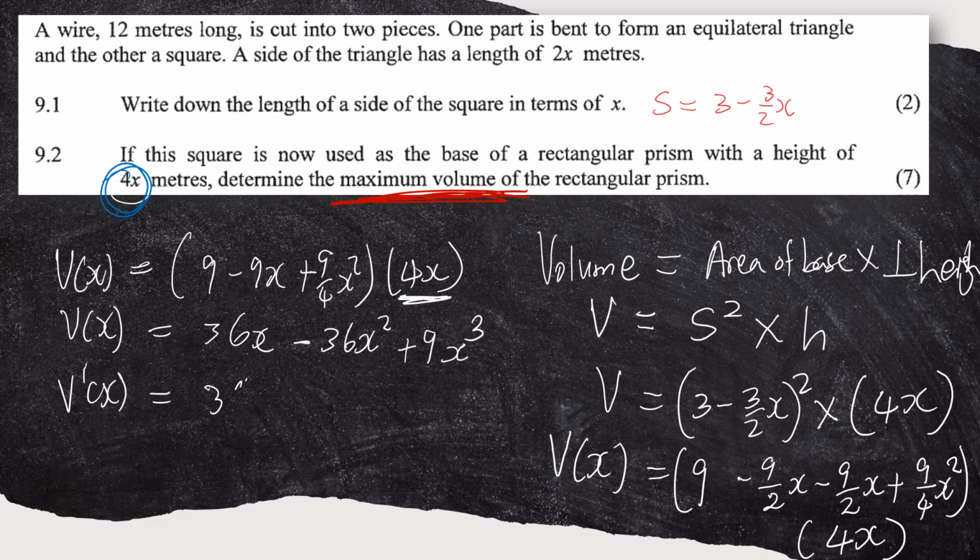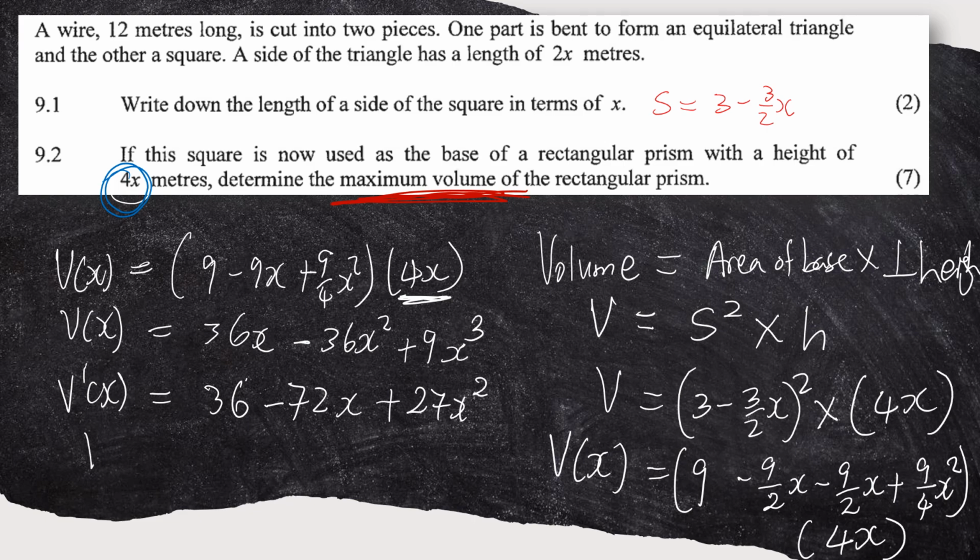Then it will be 36 minus 36 times 2, which will be 72, then x to the power 2 minus 1, x exponent 1. Then we have plus 9 times 3, which will give us 27. Then we say x exponent 3 minus 1, it will be x exponent 2.